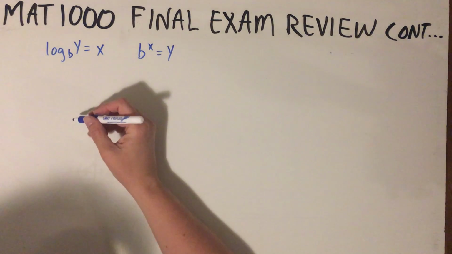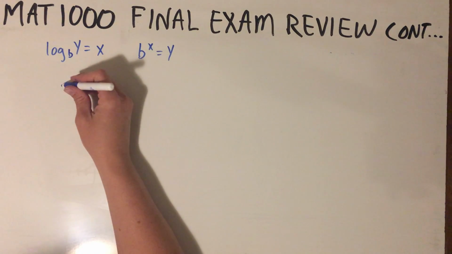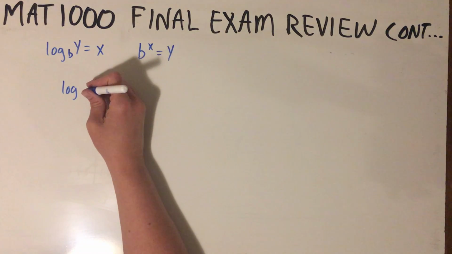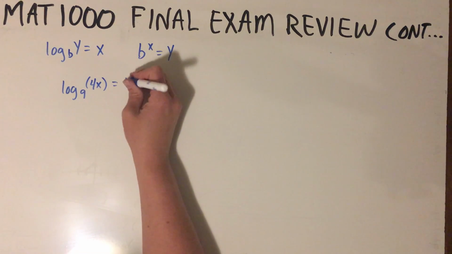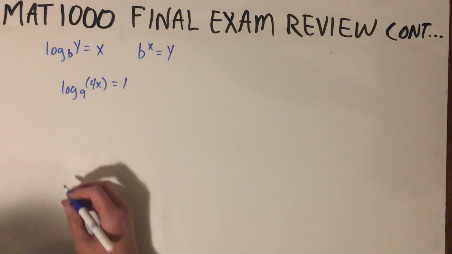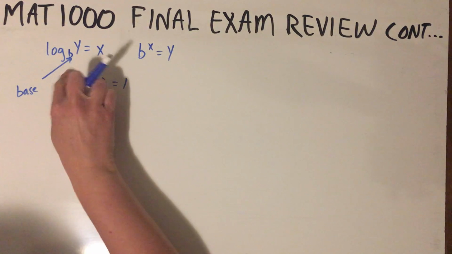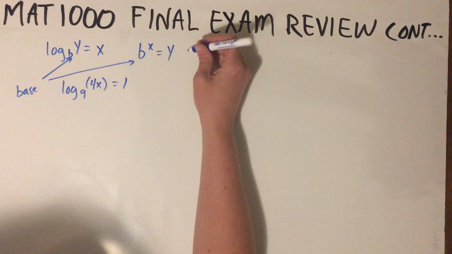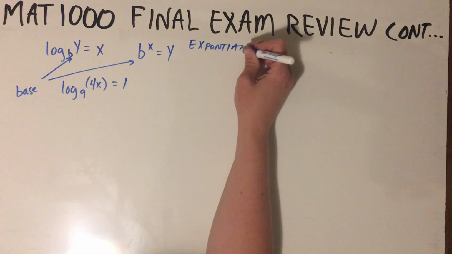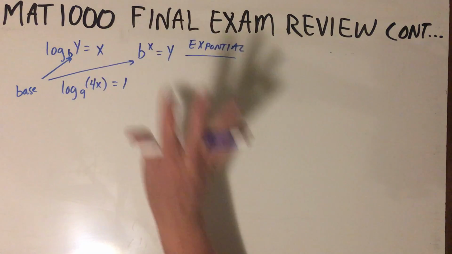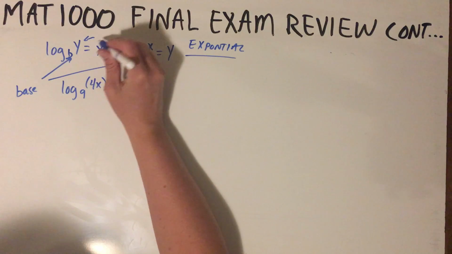It doesn't matter. All this says is that if I have some log, say log base 9 of 4x, and that's equal to 1. Let's talk about what each of these means. This b right here is always going to be the base. It's the base when it's in log form, and it's the base when it's in exponent form. This here is exponential form. So b is the base, regardless. This y right here is called the argument.